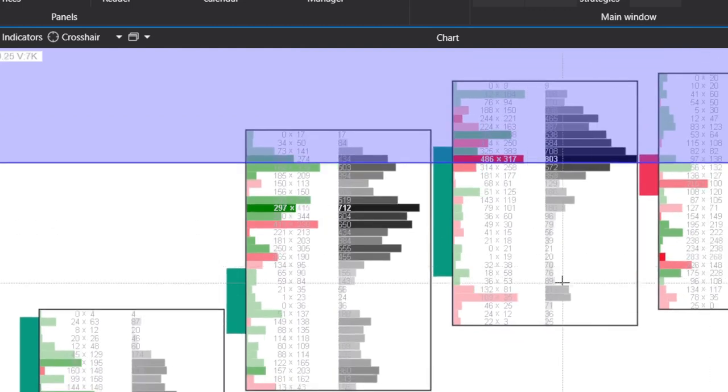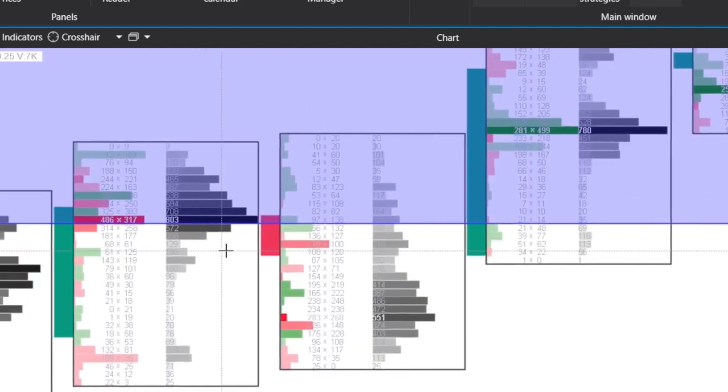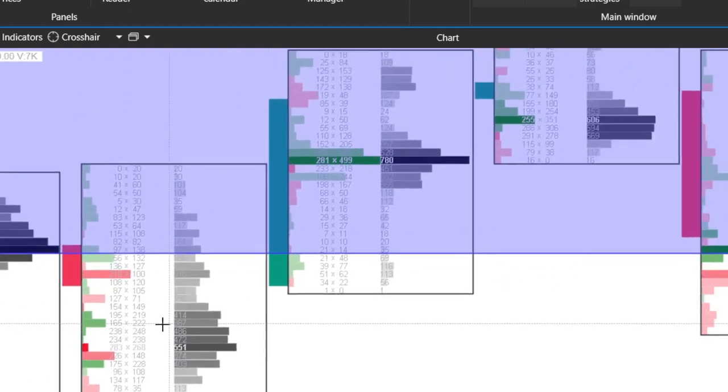What does this candle actually tell us? The majority of the volume occurred where the wick occurred, and we have a lot of aggressive buying at the top, right? Now from here, the buying starts to slow down. We start to get aggressive selling.